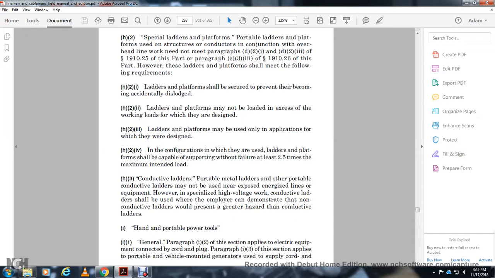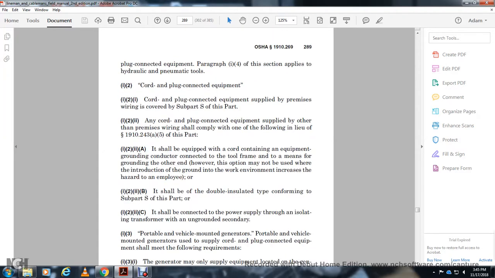Paragraph I1 of this section applies to electrical equipment connected by cord and plug. Paragraph I3 of this section applies to portable and vehicle-mounted generators used to supply cord- and plug-connected equipment. Paragraph I4 of this section applies to hydraulic and pneumatic tools. Paragraph I2 applies to cord- and plug-connected equipment.